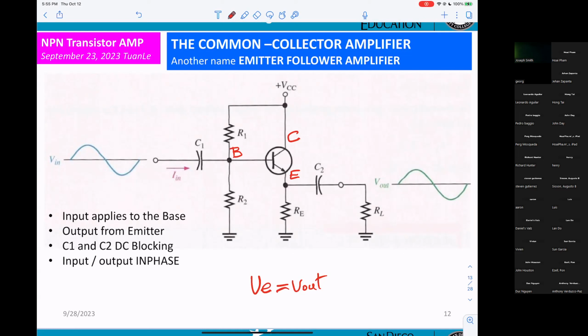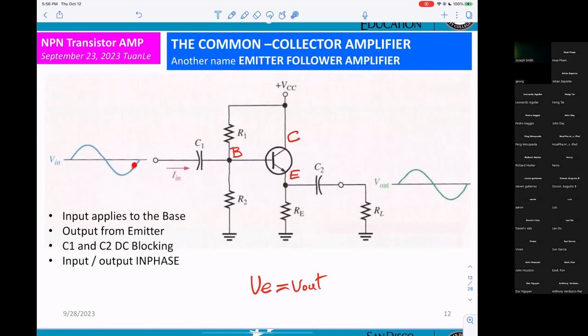C1, same thing, DC blocking or AC coupling. C2, also DC blocking, AC coupling. The thing is, at the emitter here, you can get both DC and AC. However, going to the output, here, speaker right here, you don't want any DC. So that's why we need C2 to block any DC from the emitter.